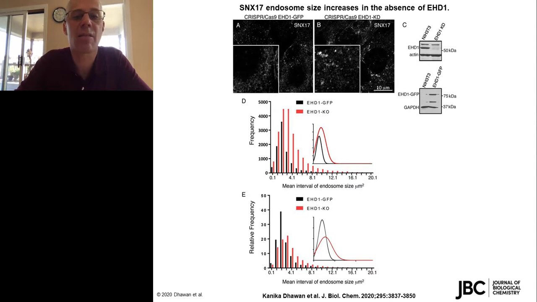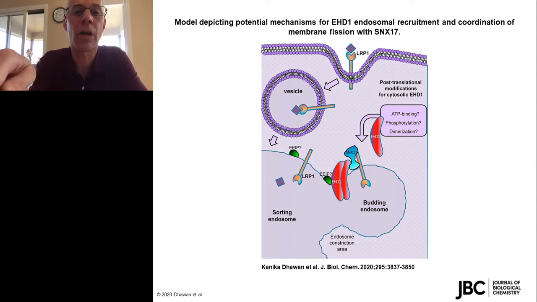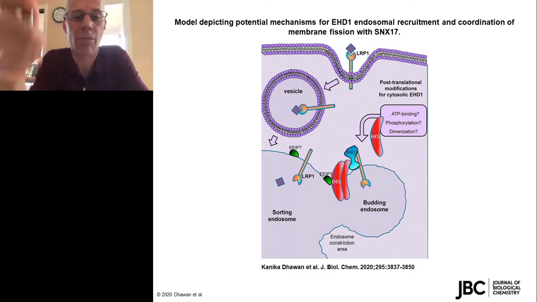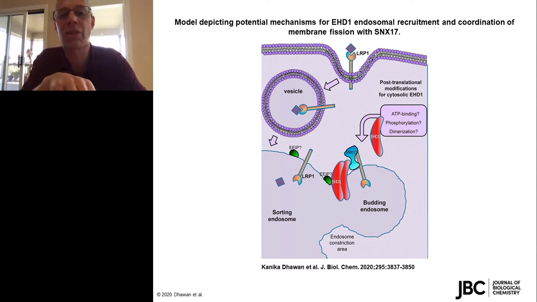So basically, to summarize our model for what I've shown you today, depicting the mechanisms for EHD1 recruitment, is that when we have LRP1, this receptor bound to its ligand, being taken up into vesicles or endosomes, the LRP1 arrives at an endosome and is sorted by SNCC17 to an area of the endosome that is budding and set to undergo fission back to the plasma membrane.